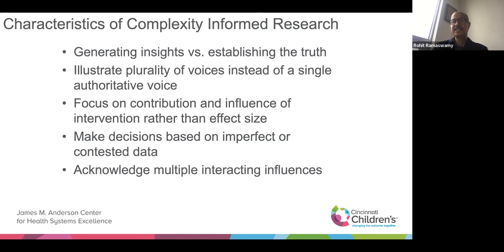So it's about plurality of voices instead of a single authoritative voice. So this would be perhaps things like co-designing with patients, co-creating with communities, but also really thinking about where does power sit and how do we reorganize traditional hierarchical power structures, and how do we use principles of where we can take advantage of lived experience in the communities to be able to think about what might be the best solutions as we work with them.